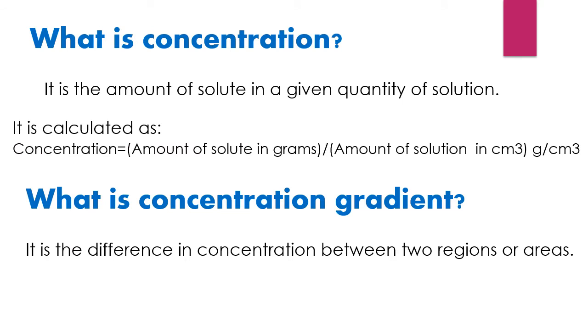What is concentration? It's the amount of solute in a given quantity of solution. So, how to calculate the amount of solute? It is calculated with the unit of gram. And the amount of solution, which means the volume of the solution, is calculated with the unit centimeter or cubic centimeter. So concentration is measured with the unit of gram per centimeter or per cubic centimeter.